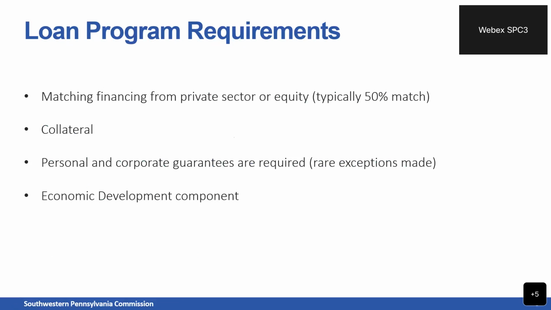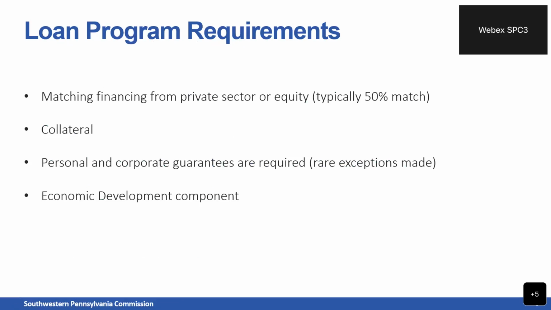One from SPC and then one from the private bank. The SPC loan carries that favorable low interest rate that's locked in for the life of the loan. So over the loan's term, you end up saving money in interest. We also require collateral.